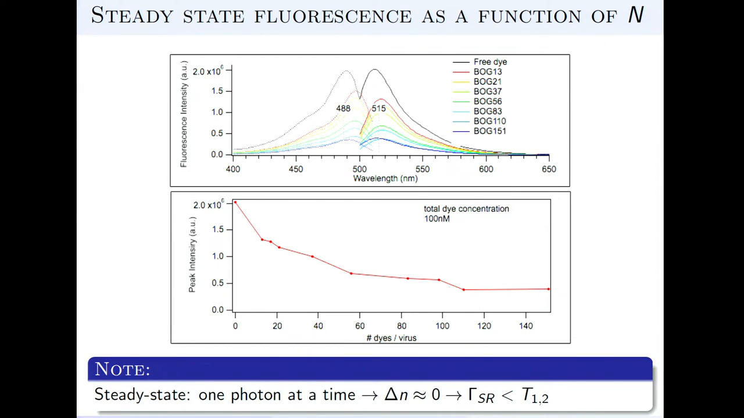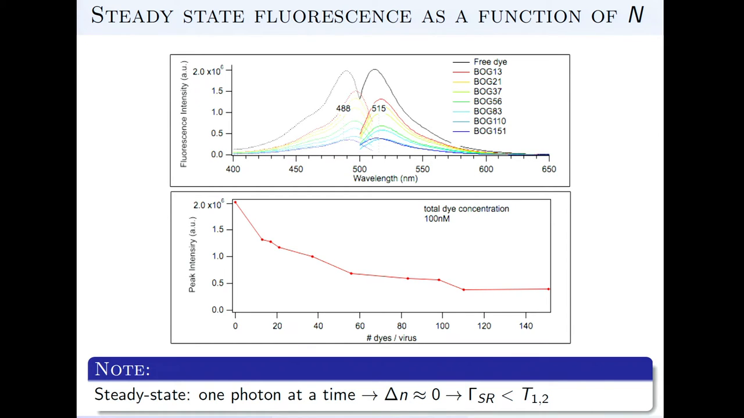Once you put the chromophores in, you can see that the dye on brome mosaic virus has a shifted spectrum, a red shifted spectrum, which means that, again, it's in an environment that changes from the polar environment of water to something different, which is probably the protein. As we increase the number of chromophores, that shift doesn't change much, which means that we don't get this excitonic coupling I was talking about in the beginning.